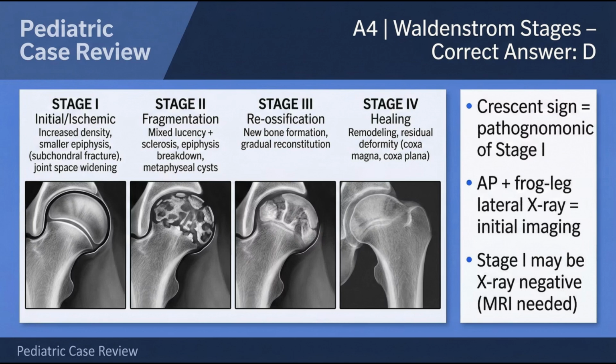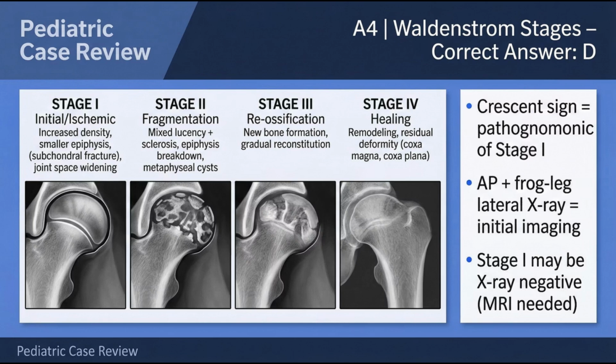The crescent sign is pathognomonic of Stage 1 and represents a subchondral fracture line. Stage 2 is fragmentation, showing mixed lucency and sclerosis with epiphyseal breakdown. Stage 3 is reossification with new bone formation and gradual reconstitution. Stage 4 is healing with remodeling that may result in coxa magna or coxa plana.